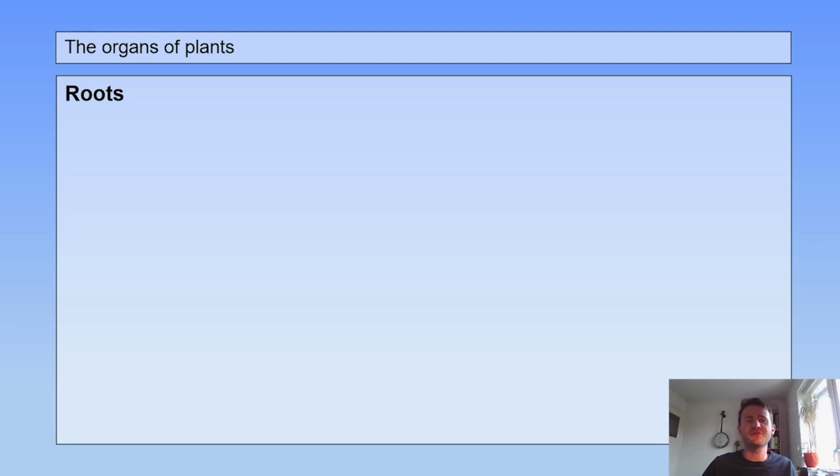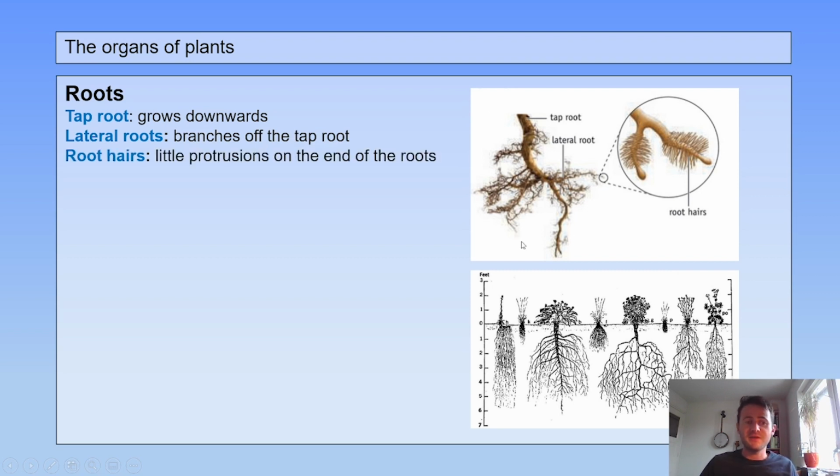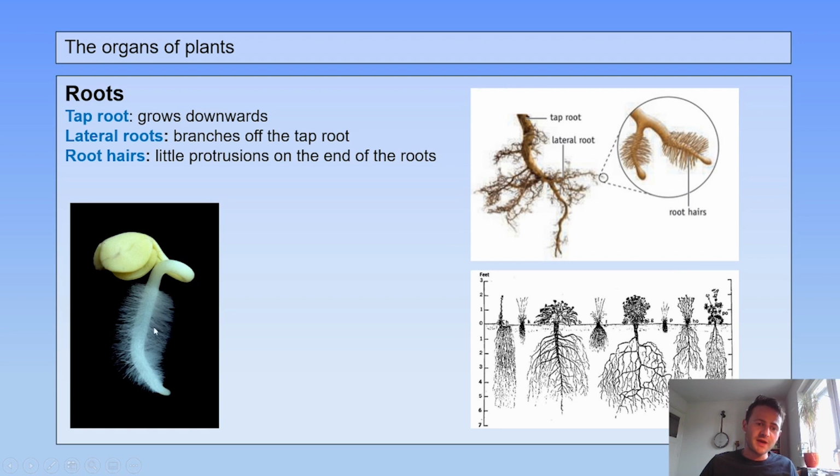Now there are different kinds of roots. The main root that grows downwards is called the taproot. Then you have the lateral roots and they branch off the taproot. And at the end you have the root hairs, and these are little protrusions at the end of the roots. These root hairs have an important function because they give the roots a great surface in which they can take up water and minerals.